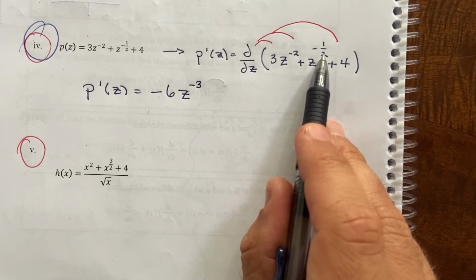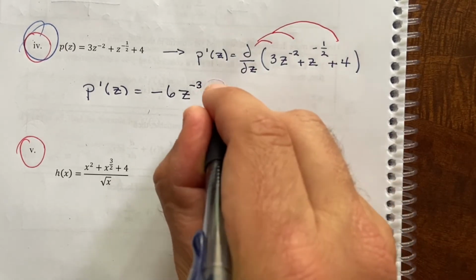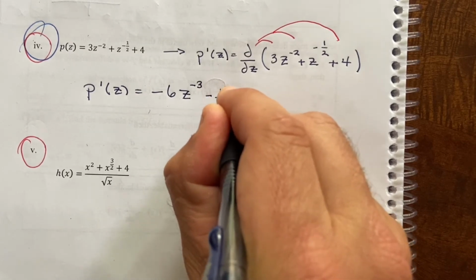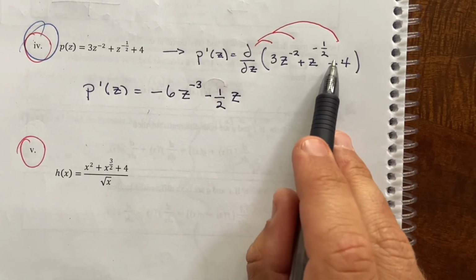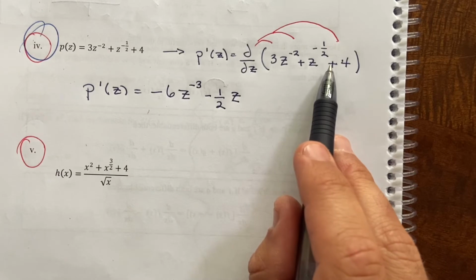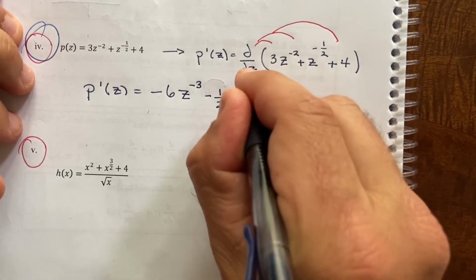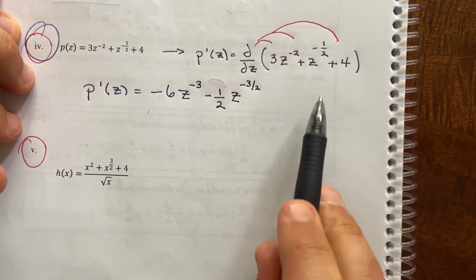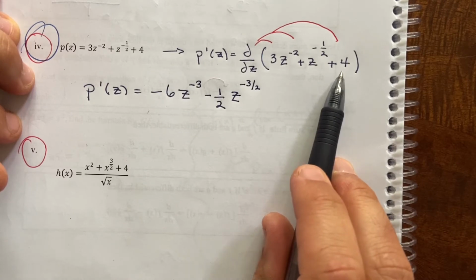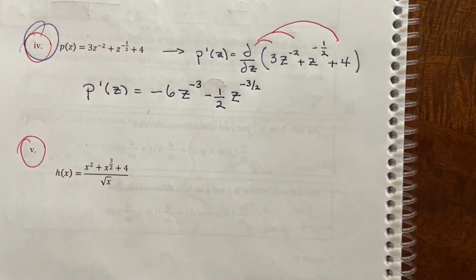Multiply down by -1/2. So I'd have -1/2 times z, reduce the power by 1, right? Subtract 2 halves essentially. So -3 halves. And the derivative of a constant is 0.